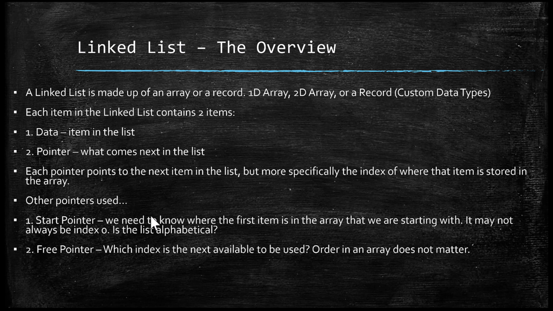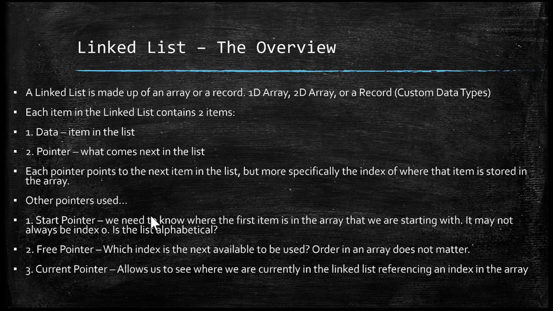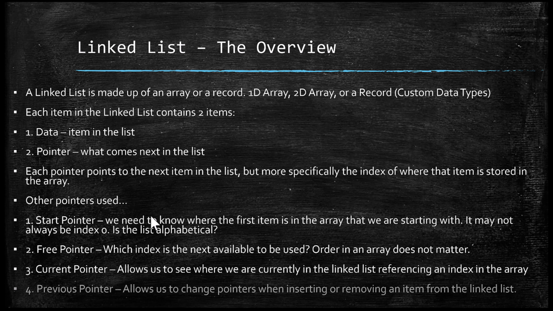Which index is the next available index to be used? Remember, order in the array doesn't matter. It's all about the pointers pointing to the location of where the next item is inside our linked list. We also need to have a current pointer variable. It allows us to see where we are currently in the linked list, referencing an index in the array, and we'll be using that as we update pointers. And then we also need a previous pointer as well. This allows us to change pointers when inserting or removing an item from the linked list. So you'll see the current pointer and previous pointer updated when we actually go to use them.